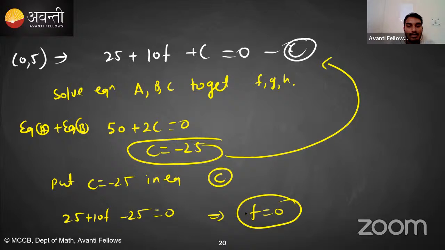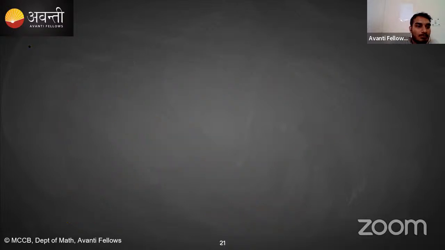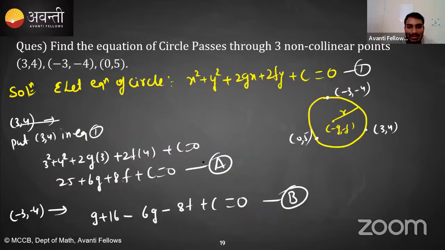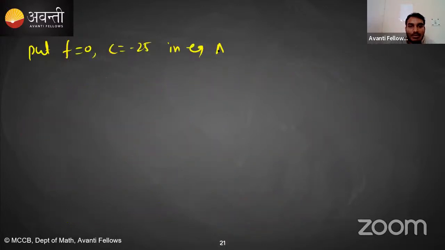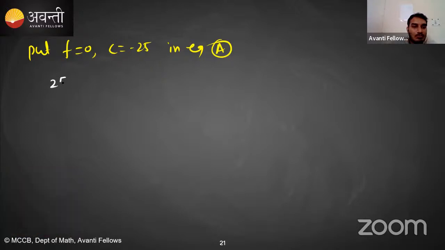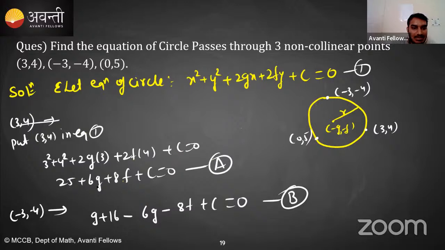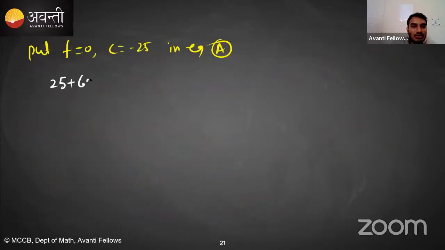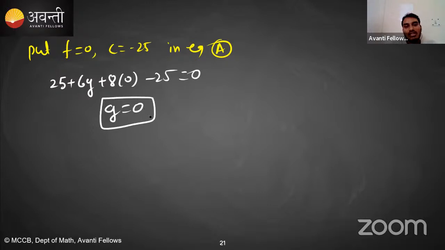So put f equal to 0. Now put f equal to 0, c equal to minus 25 in any of the equations. Let's say equation A. In equation A, 25 plus 6g plus 8f plus c is equal to 0, right? Again this is 0, 25 minus 25, g is again 0. So g is 0, f is 0, c is minus 25.